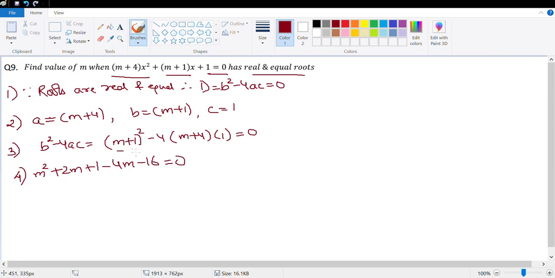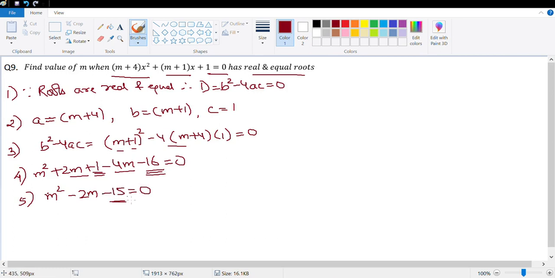m square plus 2m plus 1 minus 4m minus 16 is equal to 0. Let's group like terms together. So this is m square, 2m minus 4m, that's negative 2m, plus 1 minus 16, that's negative 15, is equal to 0.